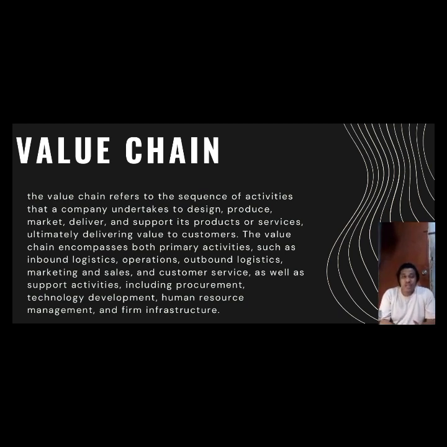Next is technology development. Siyempre, technology development is to produce a quality product for our company. Lastly is procurement. Procurement means pagkuha ng mga investors or other positive consumers of our product.